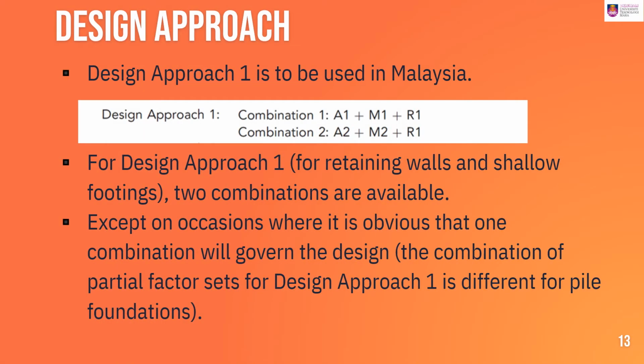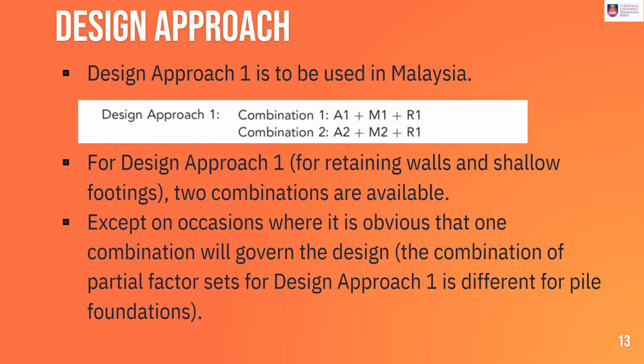So the design approach to be used in Malaysia is design approach 1. What is design approach 1? It is combination 1, for example, A1 plus M1 plus R1, and combination 2 is A2 plus M2 plus R1. For design approach 1, for retaining walls and shallow footings, 2 combinations are available, except on occasions where it is obvious that one combination will govern the design.